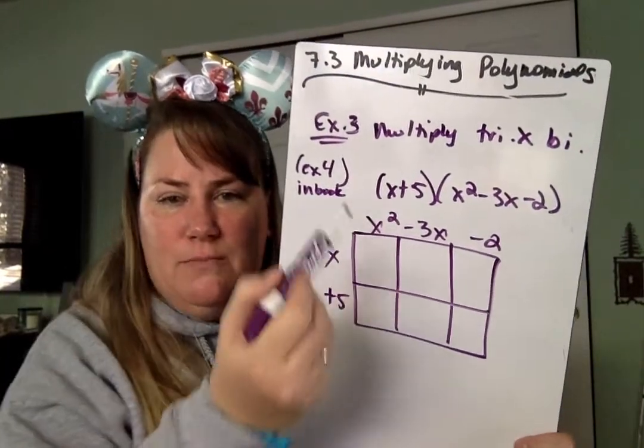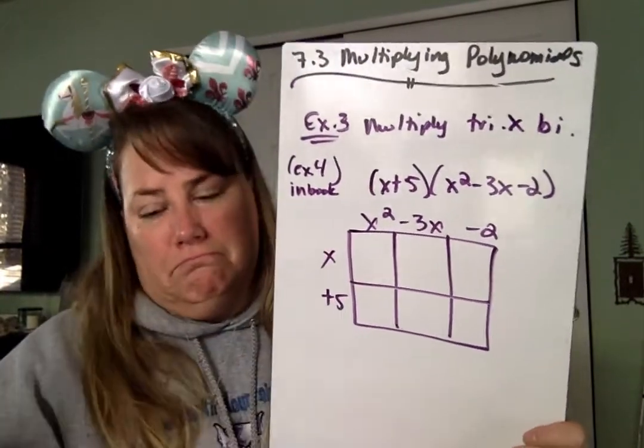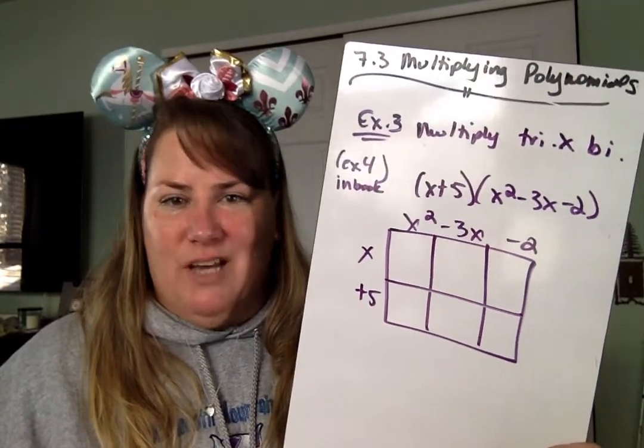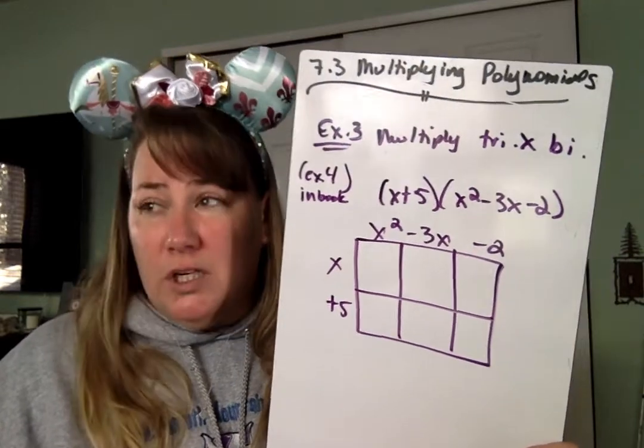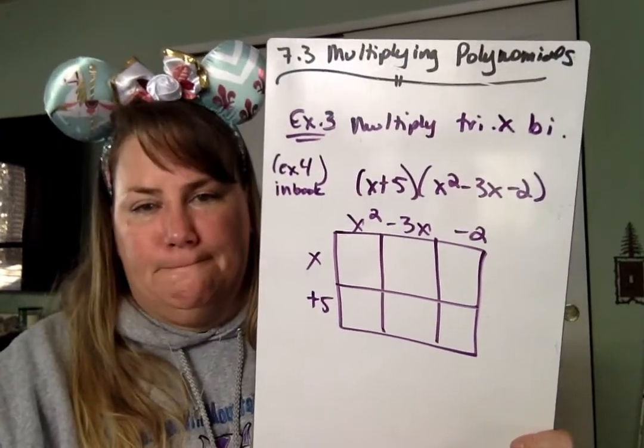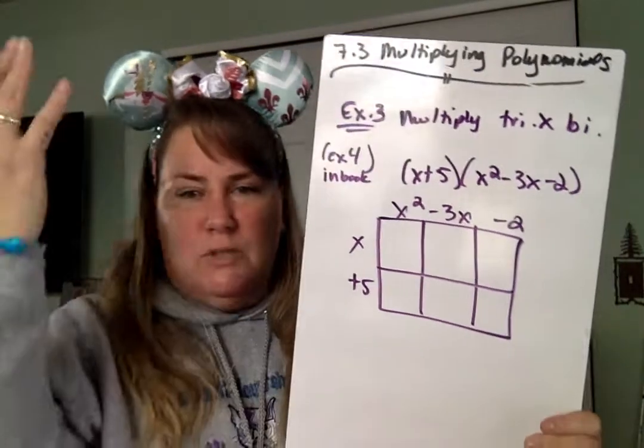If you have a trinomial times a trinomial, then it's a 3 by 3. If you have a 5-term polynomial times a 3-term polynomial, the 5 one goes up top, the 3 one goes down the side. And you multiply still the same way.